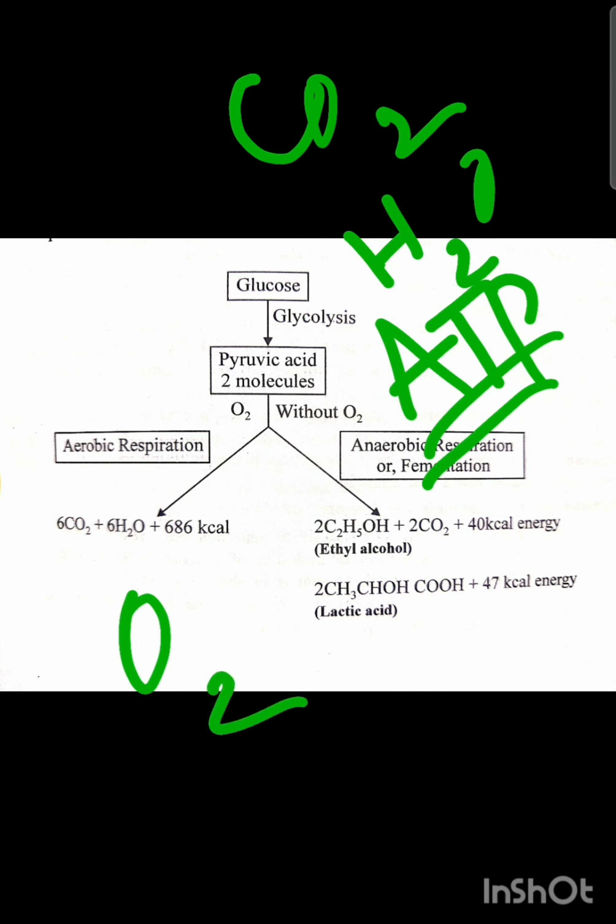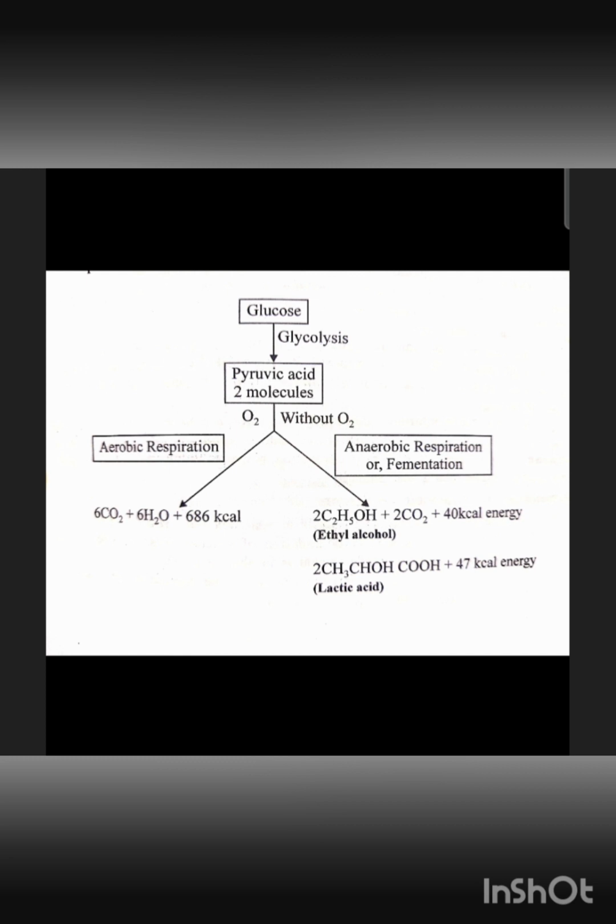This process can be divided into two categories. One is aerobic respiration, the second one is anaerobic respiration. Aerobic respiration occurs in the presence of oxygen and anaerobic respiration occurs in the absence of oxygen. In aerobic respiration, after glycolysis, the Krebs cycle occurs, and after the Krebs cycle, the electron transport chain and oxidative phosphorylation take place.